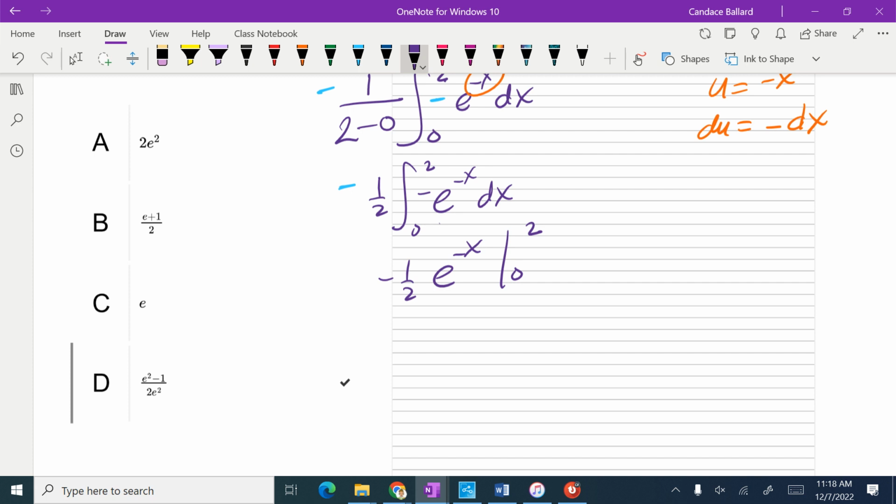I shortcutted a lot there. If you need to go back to the subbing in the u and underlining the blue and the orange part, that's fine. Totally okay. I feel like there's something wrong with my negative there, but let's see what happens. We're going to put in the 2 and the 0. Oh, I know what might have gone wrong. Okay, so we've got negative 1/2 e to the negative 2 minus negative 1/2 e to the 0, right?